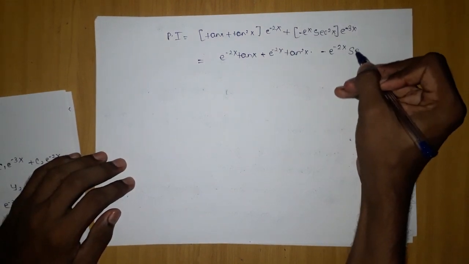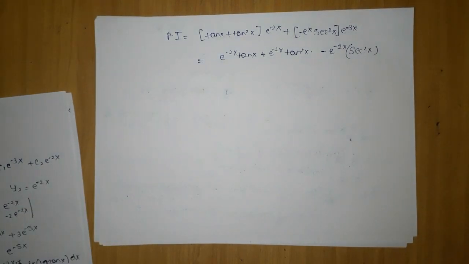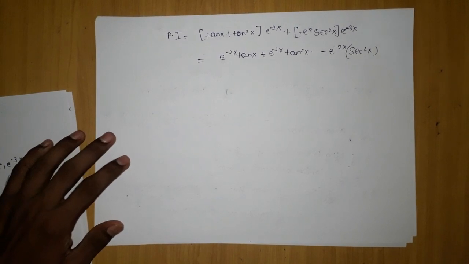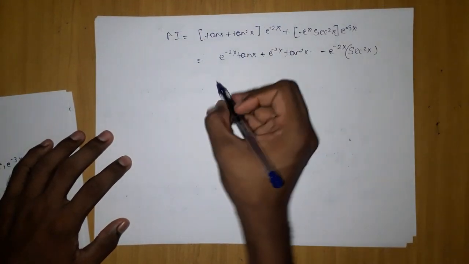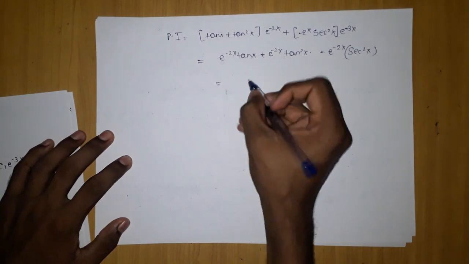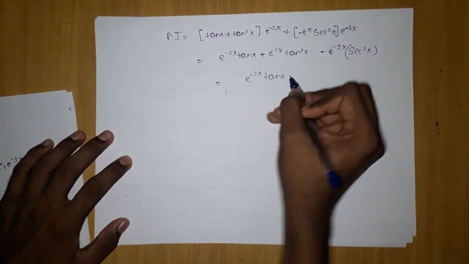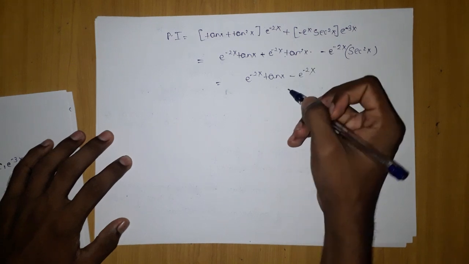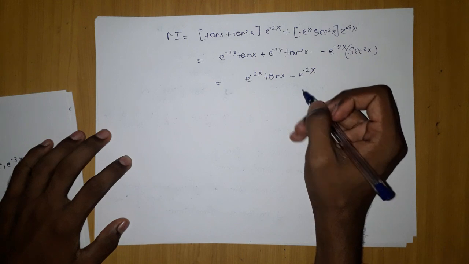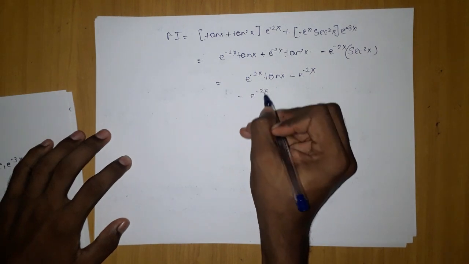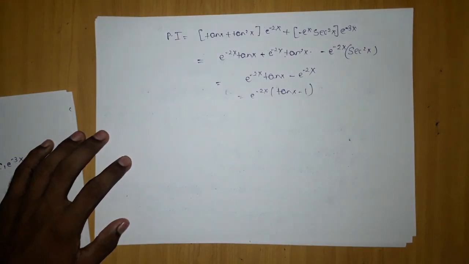Here it is sec square x, and you know sec square x can be written as 1 plus tan square x. So if we do that, 1 plus tan square x will become minus and it will get cancelled out with this, and our final answer will be e to the power minus 2x into tan x minus e to the power minus 2x. Agree? So we are getting this as our final answer, and we will take e to the power minus 2x outside, giving me e to the power minus 2x into tan x minus 1 as our particular integral.